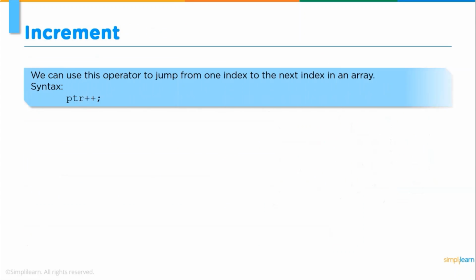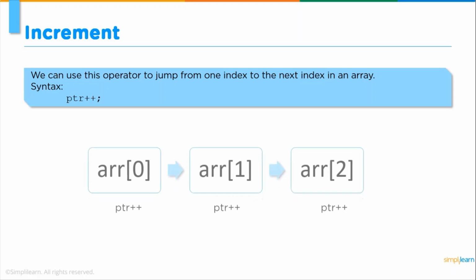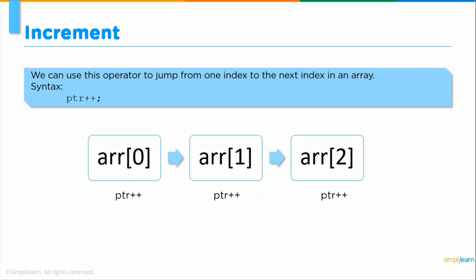First up, increment. If we apply this operator on a pointer, then it will shift this pointer's address to its sequential successor. As you can see in the figure, as we increment the pointer's value, we shift to the next index of the array. Let's get back to the code editor and try it with a simple program.